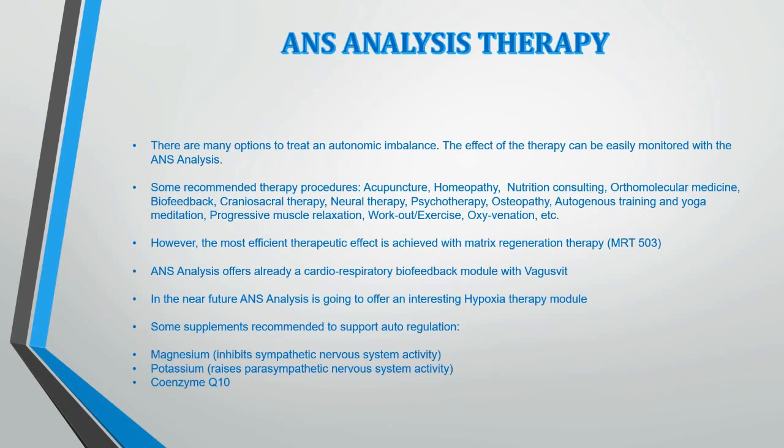Some supplements that we recommend to support the autoregulation are magnesium, which inhibits sympathetic nervous system activity, potassium, which raises the parasympathetic nervous system activity, as well as coenzyme Q10.